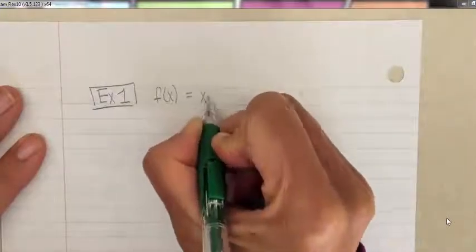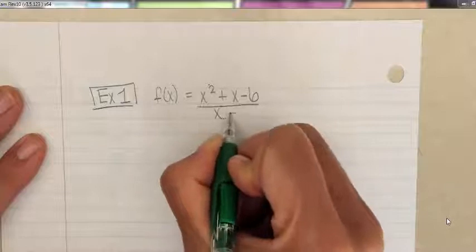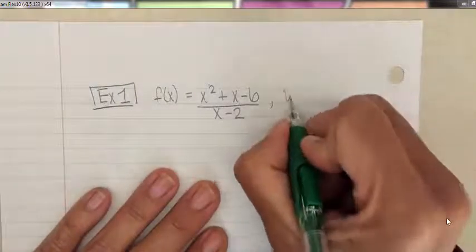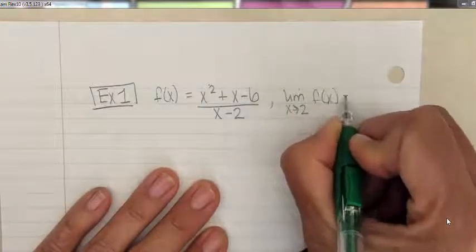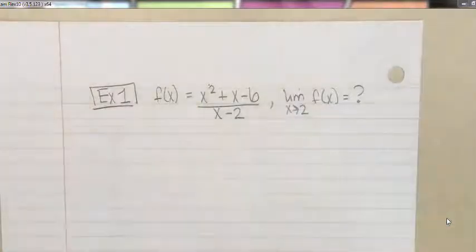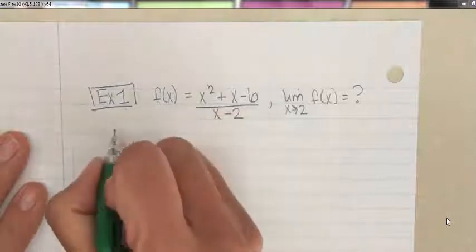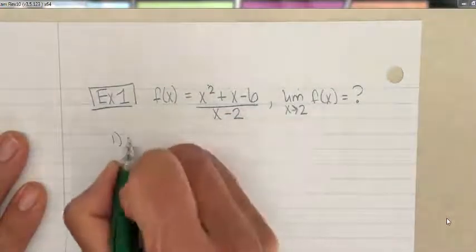Okay, so you're given f of x is equal to x squared plus x minus 6 all over x minus 2. And what you're asked to find is the limit as x goes to 2 of f of x. That's what we want to find out. So the first thing you always want to do is try to evaluate. I'm going to do little steps over here. So step 1, try to evaluate.